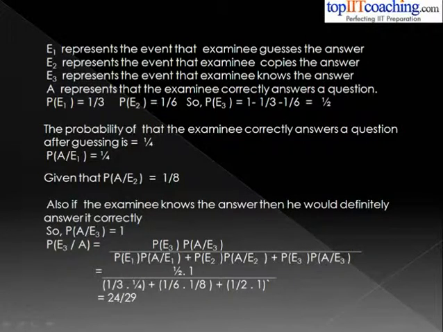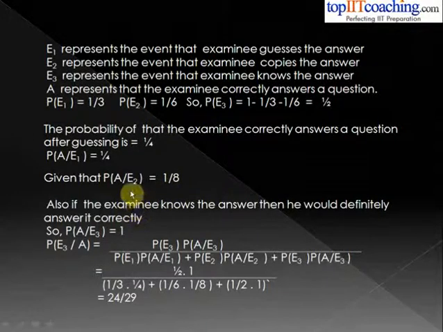Now the probability of the examinee correctly answering a question after guessing is 1 by 4. This is because we have got 4 options out of which he makes a wild guess. One of the options is correct, so the probability becomes 1 by 4. Thus P of A by E1 is equal to 1 by 4. This is the probability that he answers the question correctly and the condition is he guesses it. Also given in the problem is P of A by E2, that is the probability of answering the question correctly when he has copied it, is equal to 1 by 8.